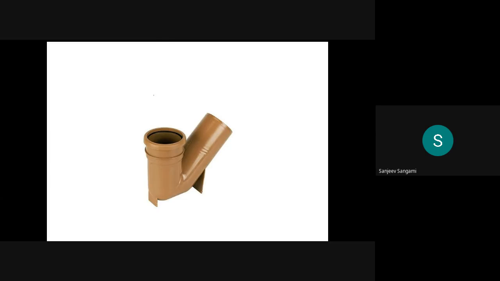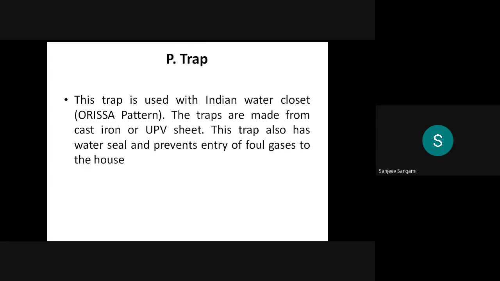Assume that in this direction the water is flowing. At this point you have the outlet. Then this kind of arrangement will be made where the foul gases will come out at this point. Normally we call this a gully trap. Then the P trap we will discuss in the next class.